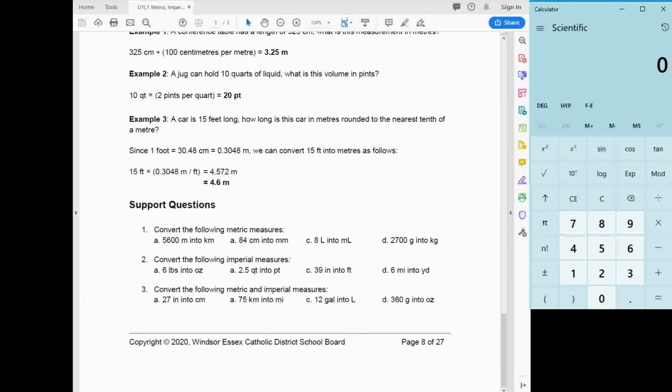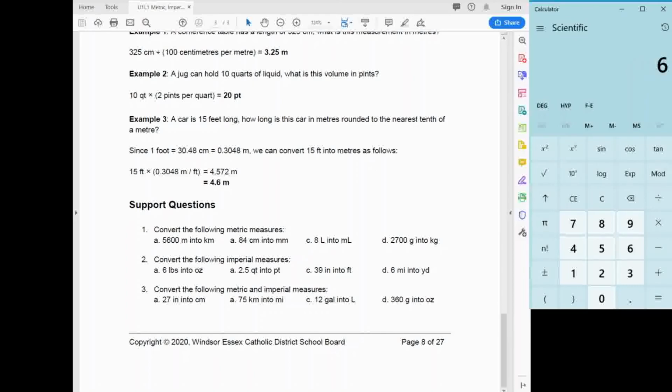For number 2, it says 6 pounds into ounces. There are 16 ounces in a pound. So if I do 6 times 16, I end up with 96 ounces. 2.5 quarts into pints. I'd have to multiply this by 2 pints per quart. I end up with 5 pints. 39 inches into feet. If I divide the 39 by 12 inches per foot, I end up with 3.25 feet.